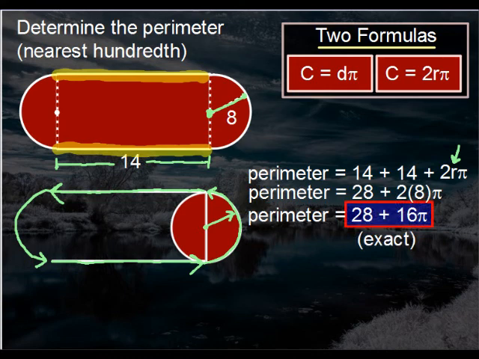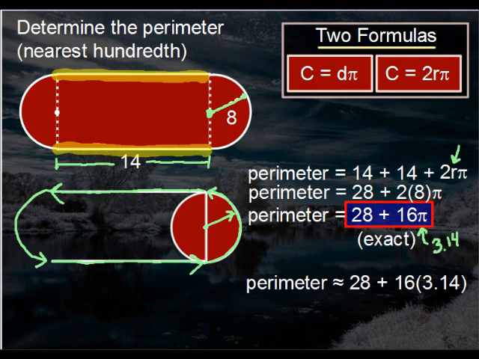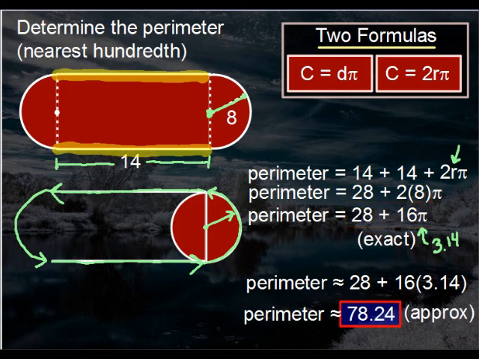However, please remember that we are asked to determine this to the nearest hundredth. Therefore, let's substitute 3.14 in for pi. If we do that, we would wind up with 78.24. That is after you multiply it by 16 and then add the 28. This answer is approximate, and that's precisely what we want since we were to round this to the nearest hundredth anyhow. So again, if we were just asked to write this in terms of pi, we would leave it like this. But since we wanted to round this to the nearest hundredth, 78.24 works for us.